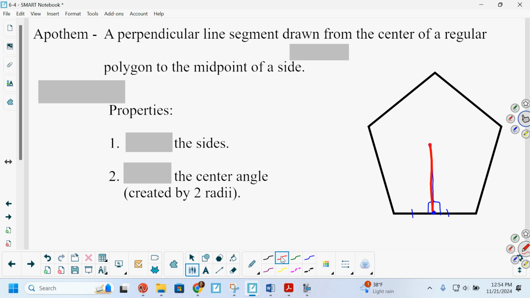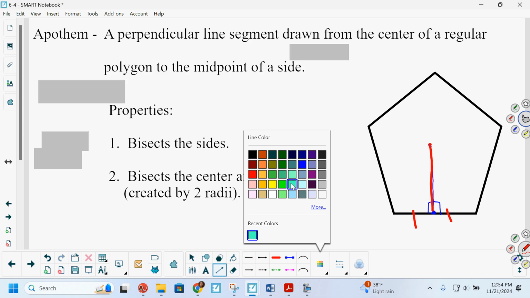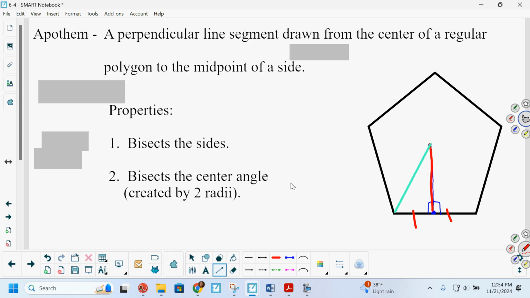All right, so what are its properties? Well, it's going to bisect that opposite side. So as you can see, it's been bisected. And it's also going to bisect the center angle. So what does that mean? So if I take my straight edge and I connect the center to each of these vertices, this right here is a center angle. So that angle has been bisected. So this angle is congruent to that angle. So the apothem does all those things.